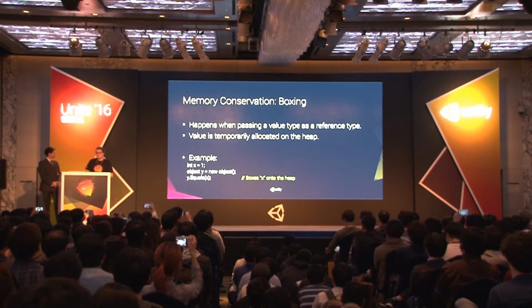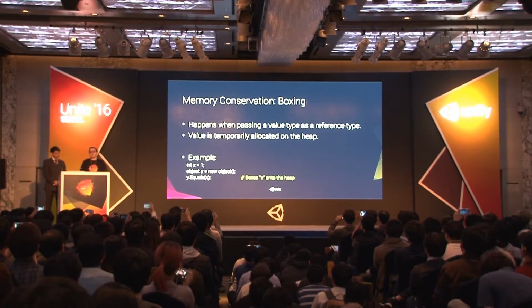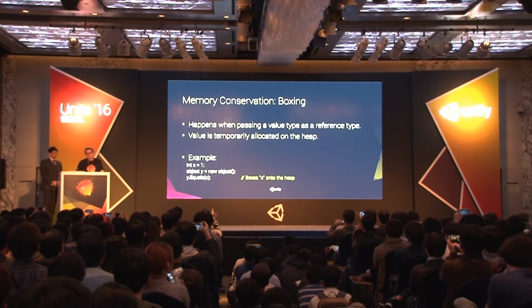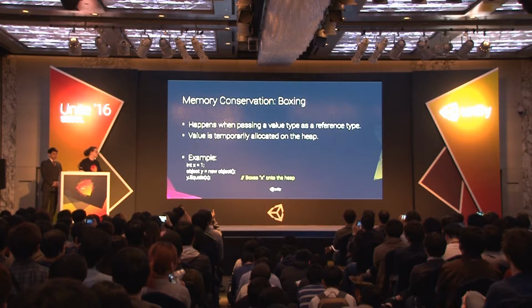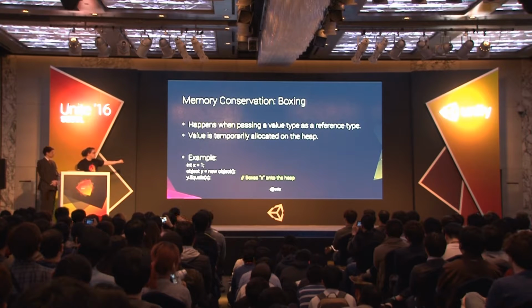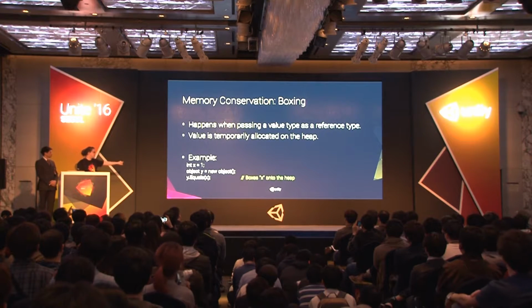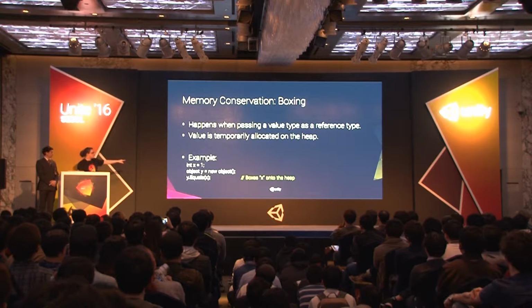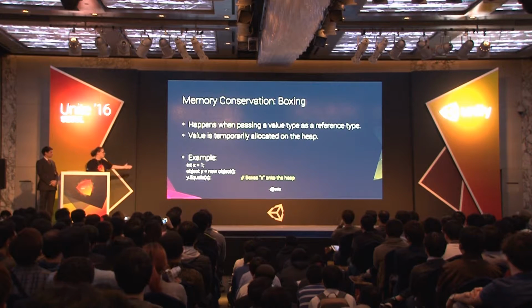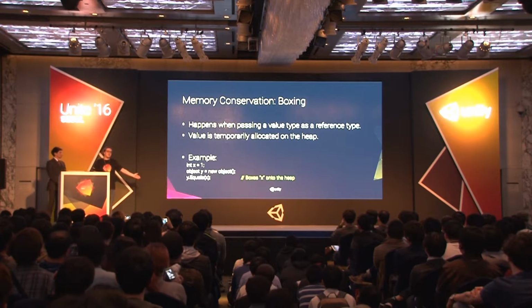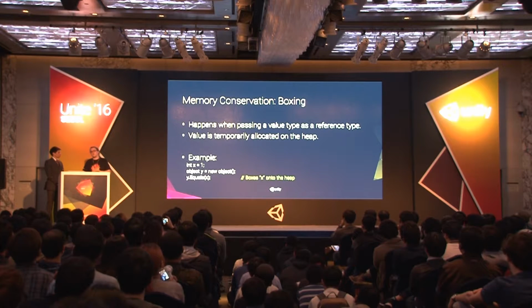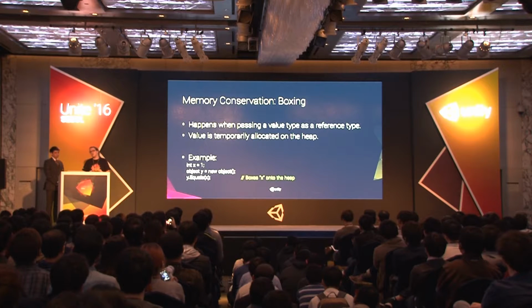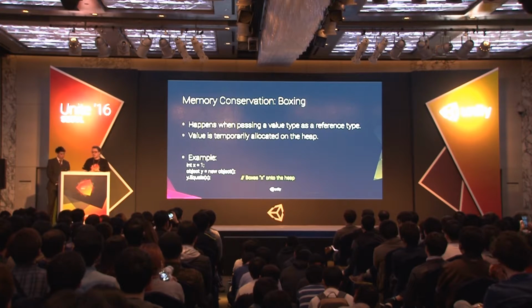Boxing is another common cause of temporary managed allocations, and these happen when value types are temporarily allocated as reference types. So an example here, you have a value type int x, and then you have your reference type object, and when you do the comparison, the dot equals takes an object, so C# generates the int as an object temporarily to do the comparison, and this is causing these temporary allocations.